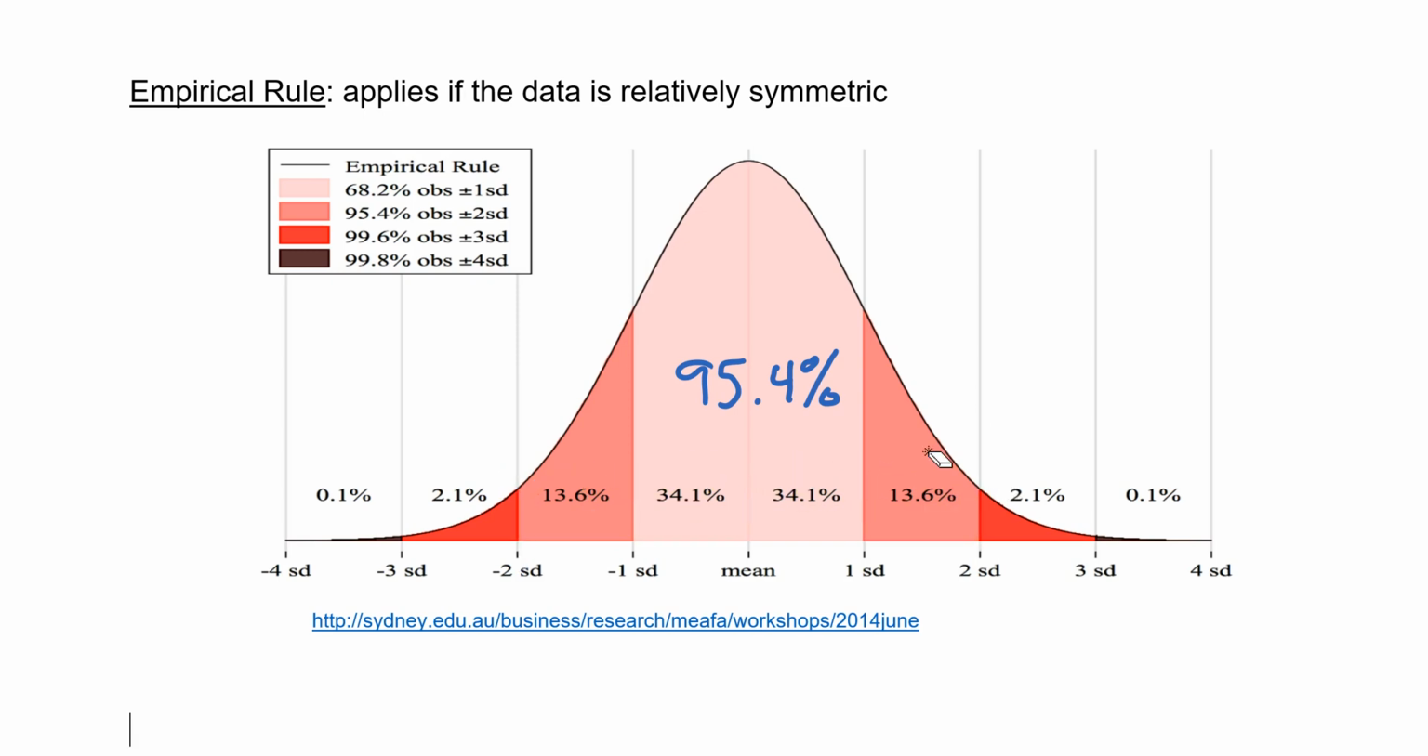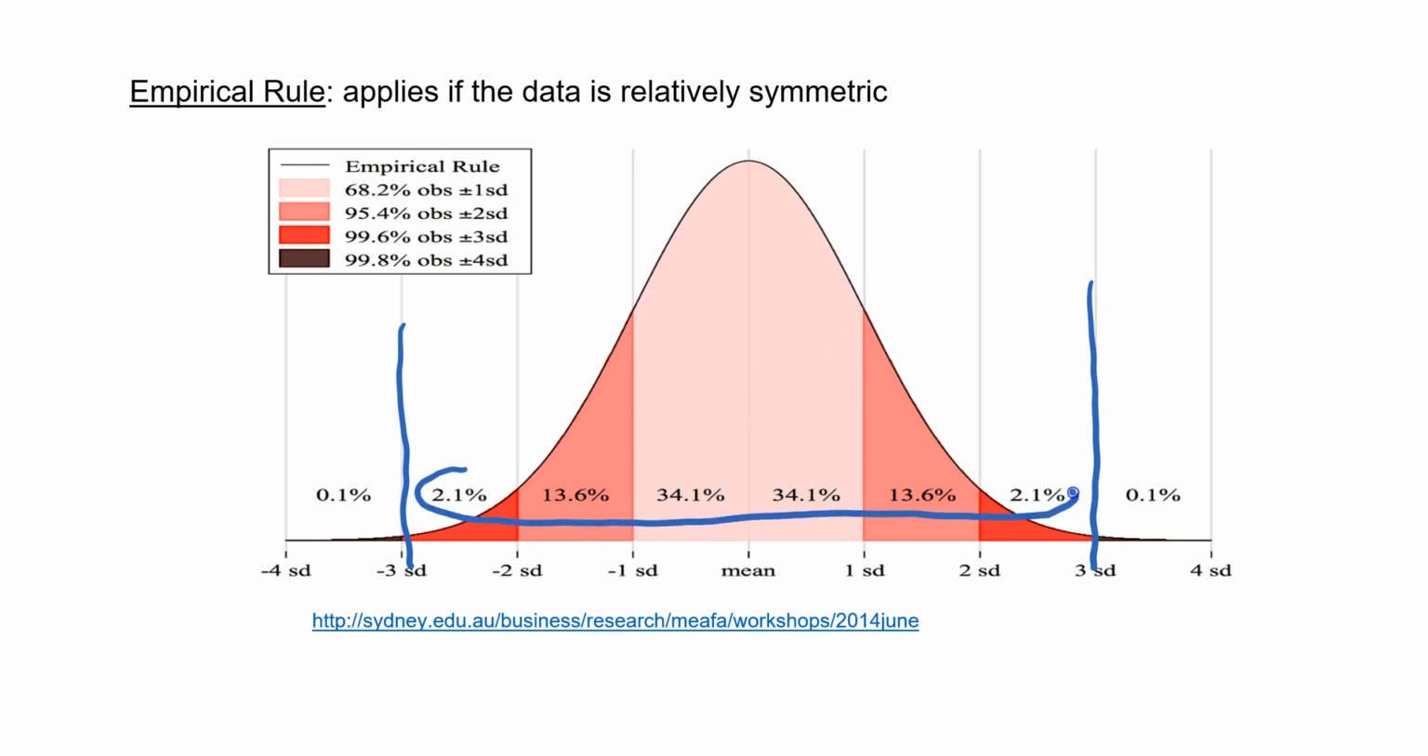Lastly, if we go out 3 standard deviations from the mean, and we add up those data values, we change from 95.4% to 99.6%, so almost all the data. So we would say 99.6% of the data, when we have a symmetric distribution, should be 99.6% of the whole data set. Now, this is with a symmetric graph.